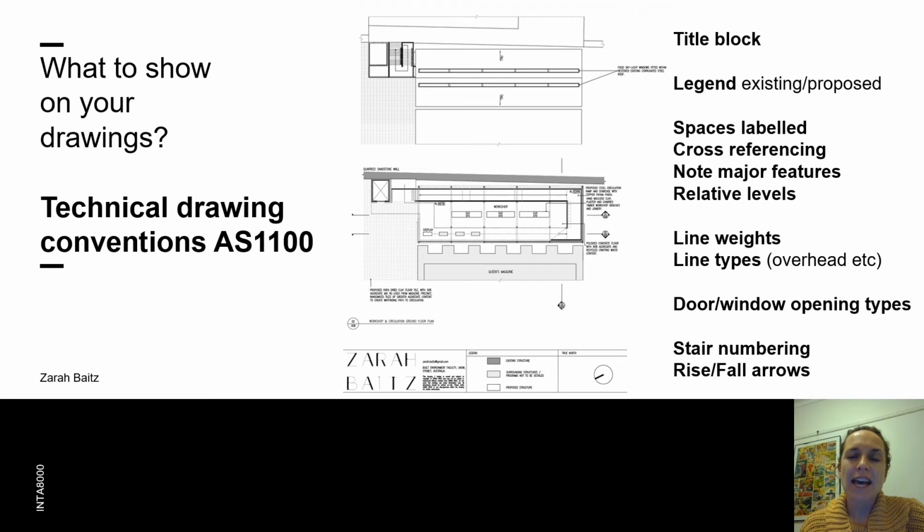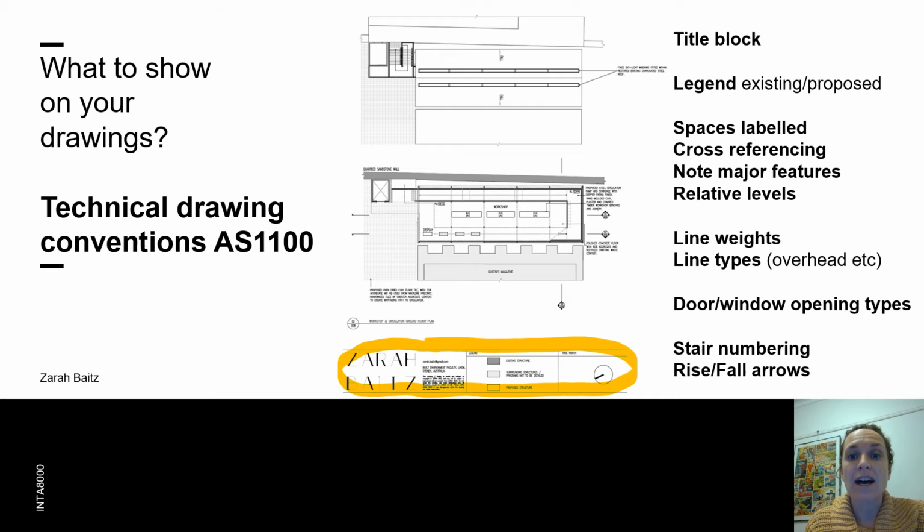So what kind of technical drawing conventions do you need to show in your documentation set? You will again need to read AS1100 to make sure that you're complying with this code. Some of the key elements to consider, and I'll highlight these with my pen here, are the development and the communication of a title block.